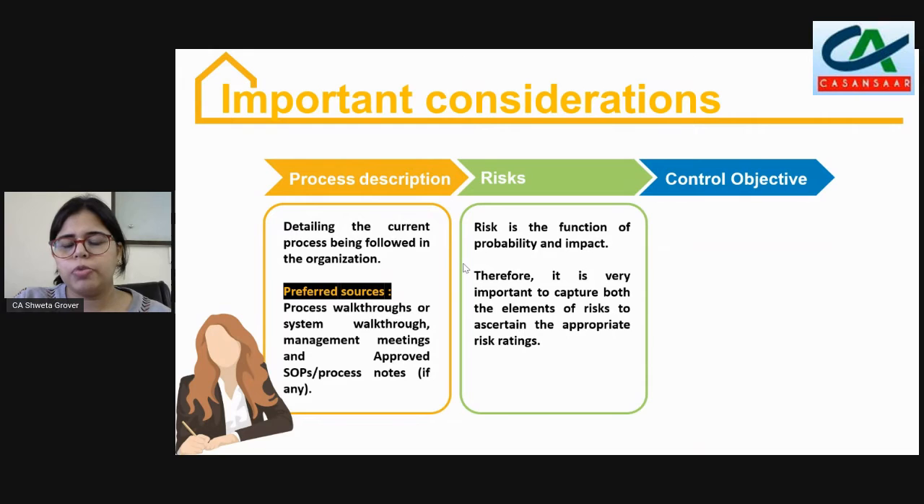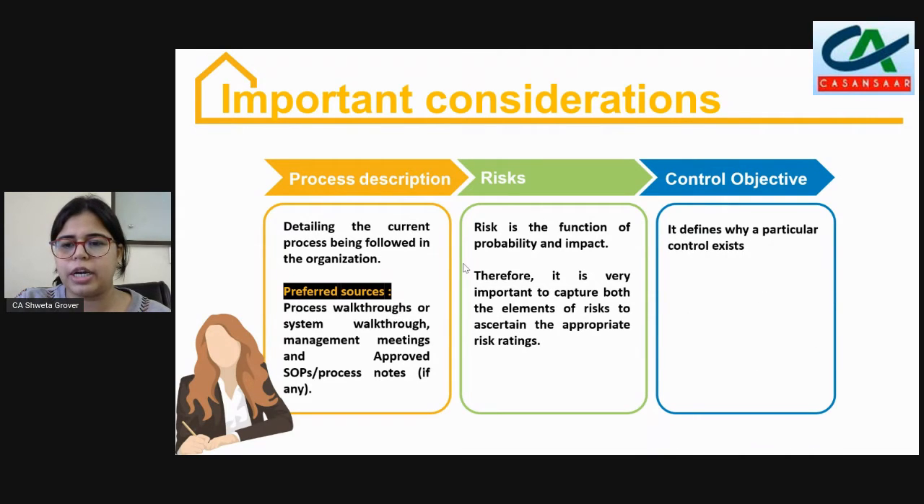Control. For control, you should also mention the control objective. The objective is very important. It defines why a particular control exists. So when you are preparing the RACM, it is better to mention control objectives also.